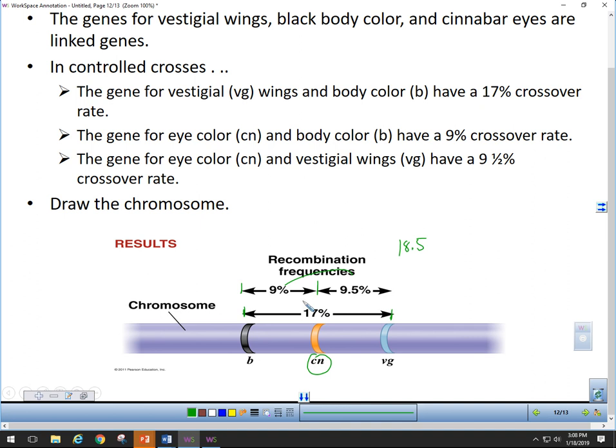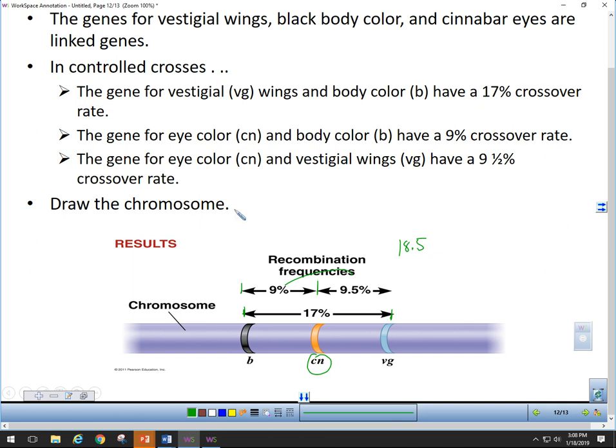So the answer to that, if you're wondering, is because of the few times that one crossover could occur between B and CN, and another crossover could occur between CN and VG. And so what happens is the second crossover would cancel out the first, which reduces the observed B-VG recombination frequency while contributing to the frequency between the closer pairs of genes. So that's kind of where those numbers come from. Okay, so what the geneticist said is that they would put those smaller distances between them.